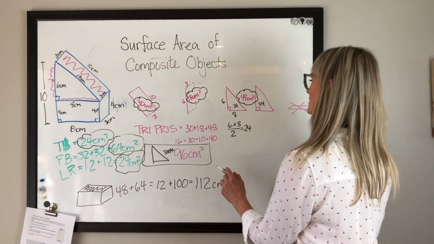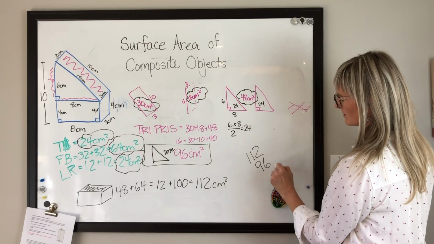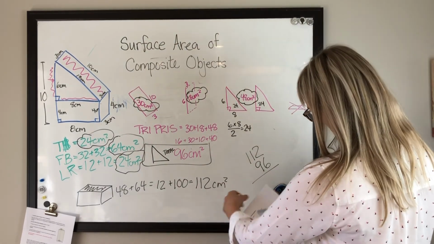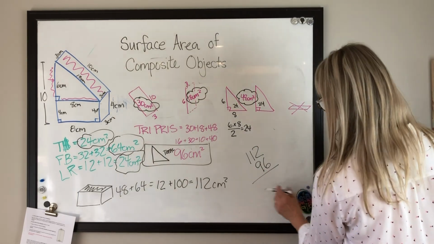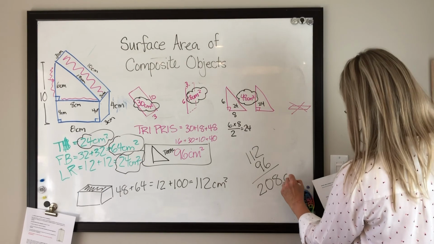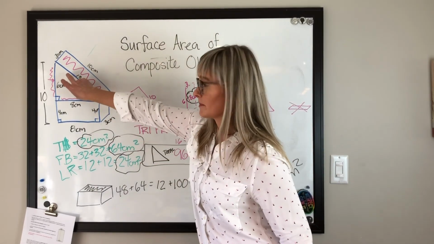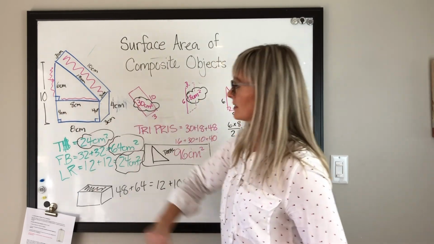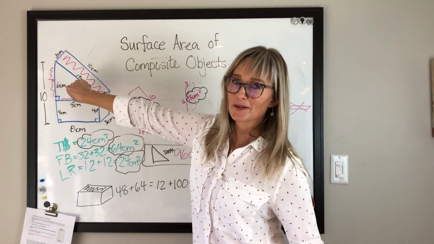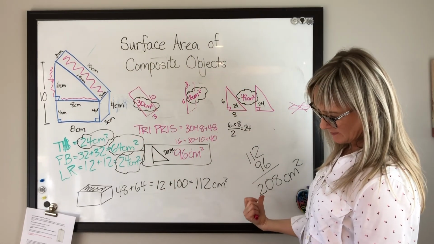So then you take the 96 and the 112, you're going to add those together, and that should give you the surface area of the whole thing. So you are going to have 208 centimeters squared. Now again, if you wanted to, you could do separately the triangular prism and then the rectangular prism and subtract the two parts that are stuck together, that are the overlap. And taking those away, then you would get this same answer.